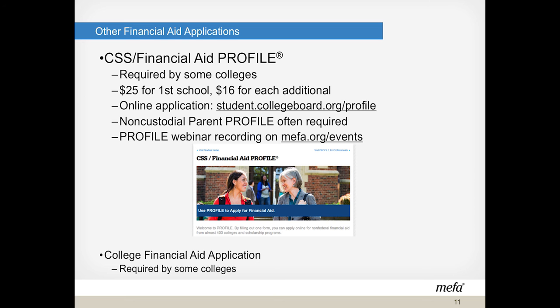So in my example earlier, where I was a student and I lived with my mom and my stepdad and I saw my biological dad on the weekends, if I were filling out the profile, some schools might require my father, what we call the non-custodial parent, to fill out the non-custodial parent profile, the completely separate application. You can find out what colleges require the profile by actually going to each college and university website.